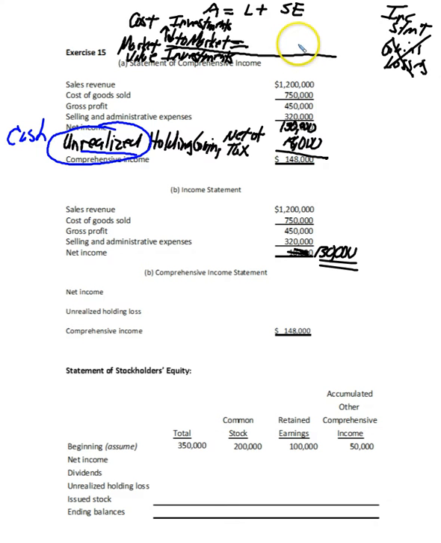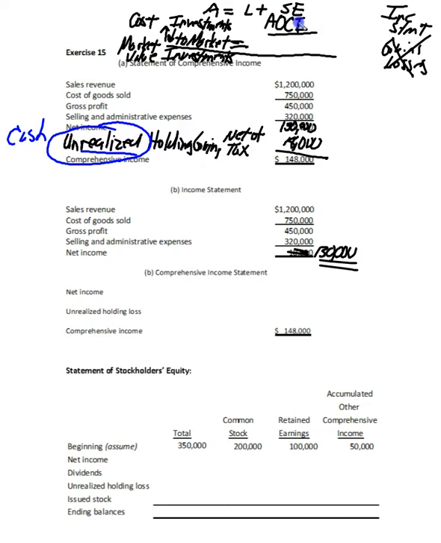So then the FASB sort of pulled out a magic wand and created a new stockholders' equity account. And that's the account down here called Accumulated Other Comprehensive Income. I'm just going to abbreviate it, Accumulated Other Comprehensive Income.